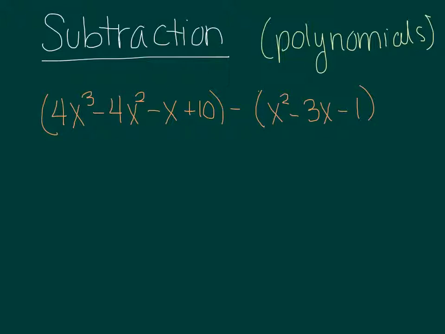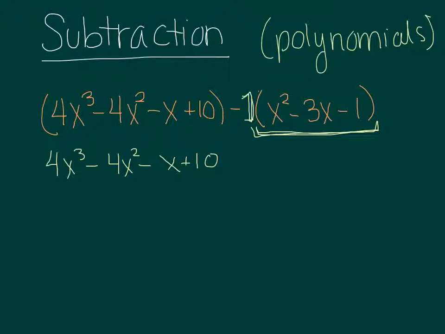So let's start. I can recopy the first polynomial, 4x to the third minus 4x squared minus x plus 10. I can copy that perfectly the way it is, but things have to change when I copy over my second polynomial. This whole thing is being subtracted. It's almost like I'm multiplying it by an invisible 1, but it's negative. So every sign is going to change. So I'm going to be subtracting x squared, and then negative 1 times positive 3, I'm going to be adding 3x and adding 1.